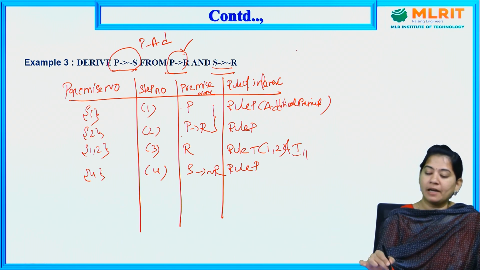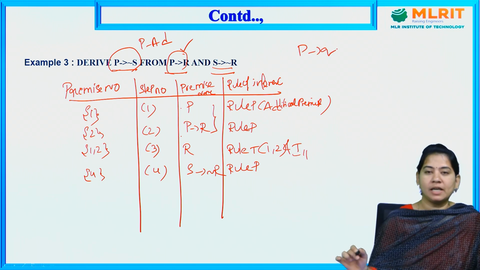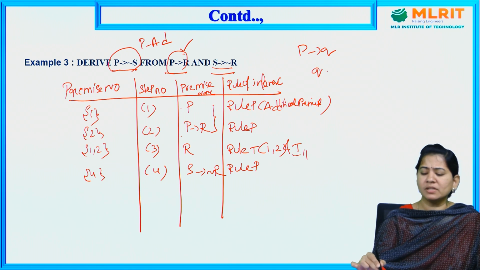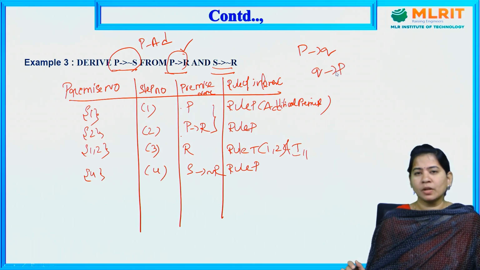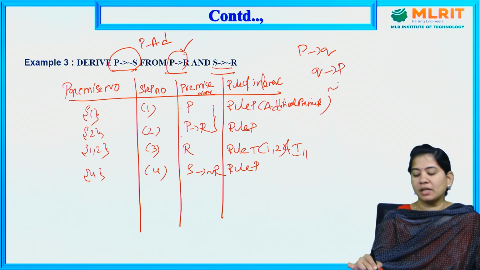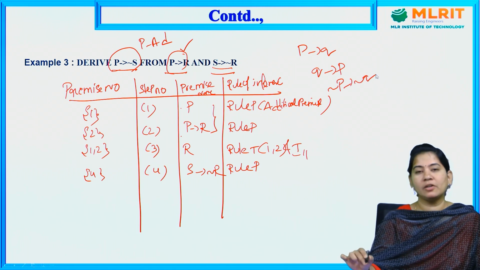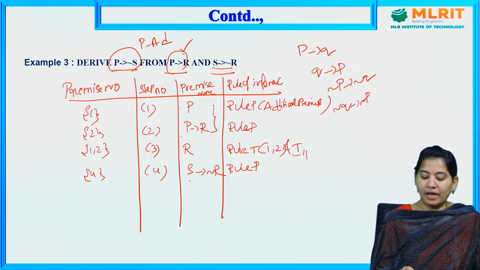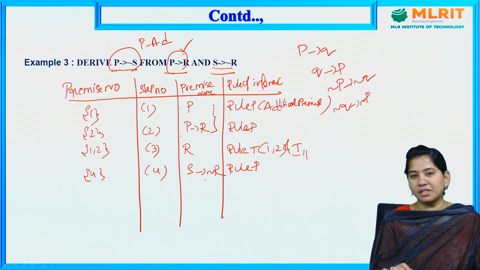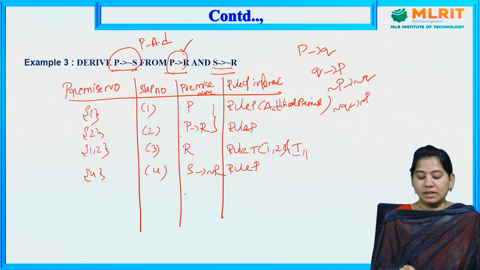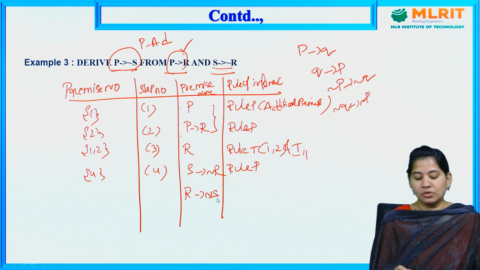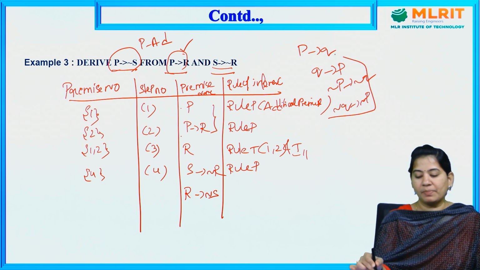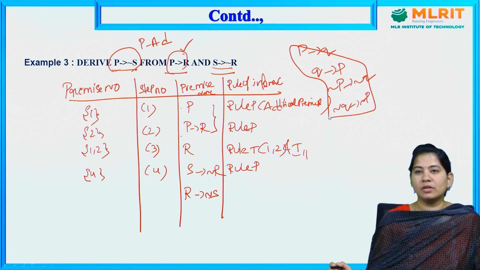So for example, P implies Q is there. We know that the converse is Q implies P, and the inverse is negation P implies negation Q, and the contrapositive is negation Q implies negation P. In the same way, if I apply negation to both and interchange, that is nothing but the contrapositive, then I'll get R implies negation S. So the same thing I have applied here: converse, inverse and contrapositive.